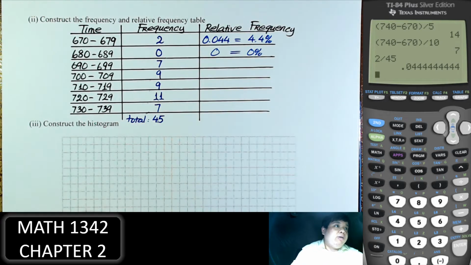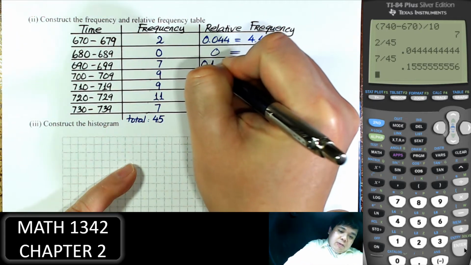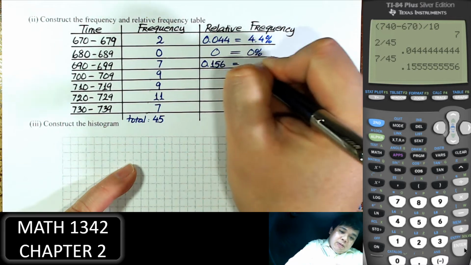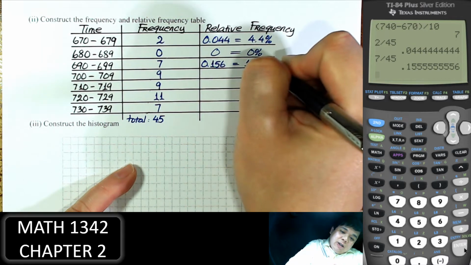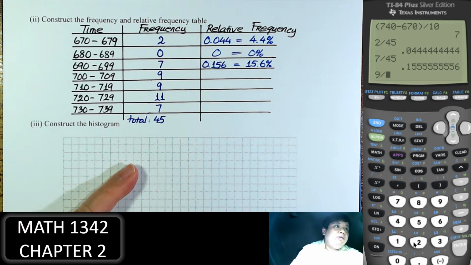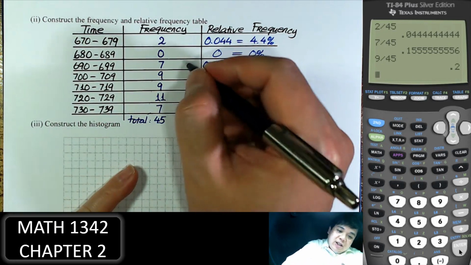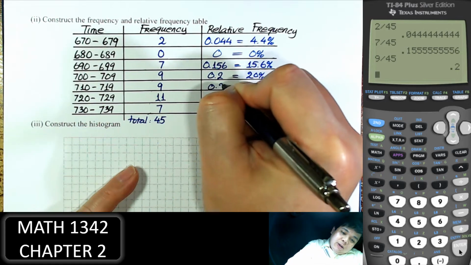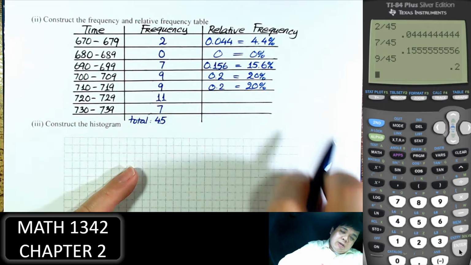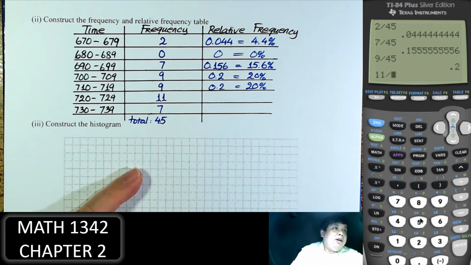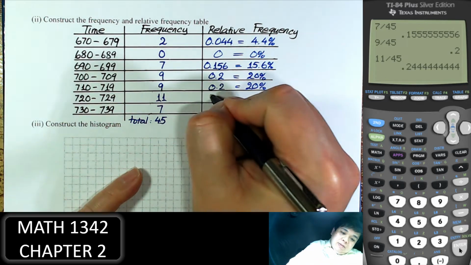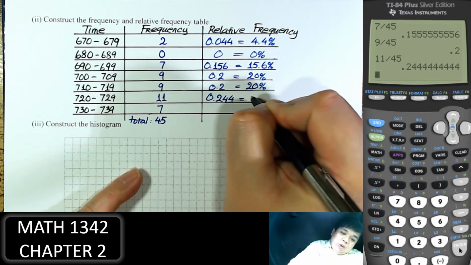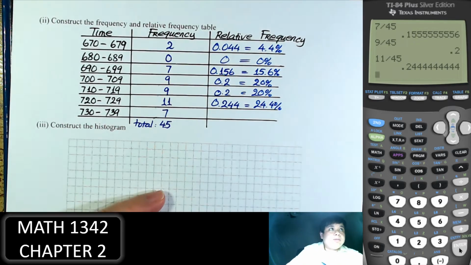7 divided by 45 is 15.6%. 9 over 45, well that's easy, 20%. 11 over 45 is 24.4%, and then 7. Oh, we already have that.